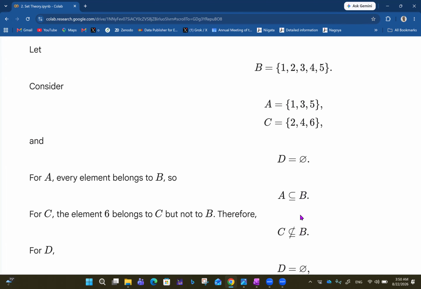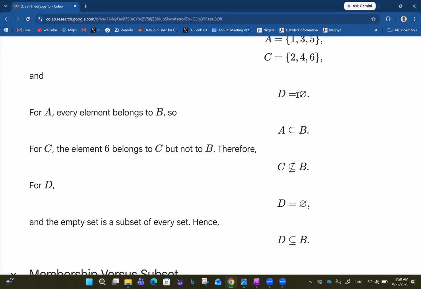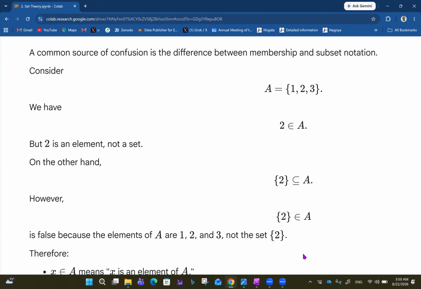And for D, which is empty, D is an empty set. Every empty set is a subset of every set, right? Every set has a subset that is empty, right? So for D, which is empty, and the empty set is a subset of every set, hence D is a subset of B also. In fact, you can say it's a proper subset.